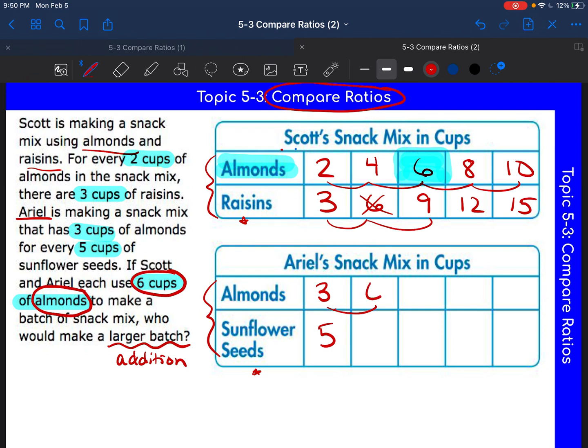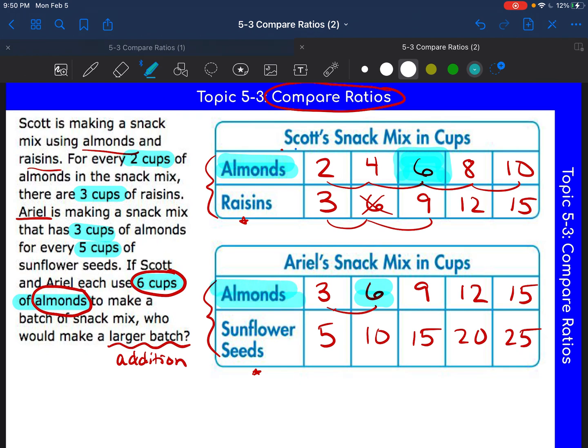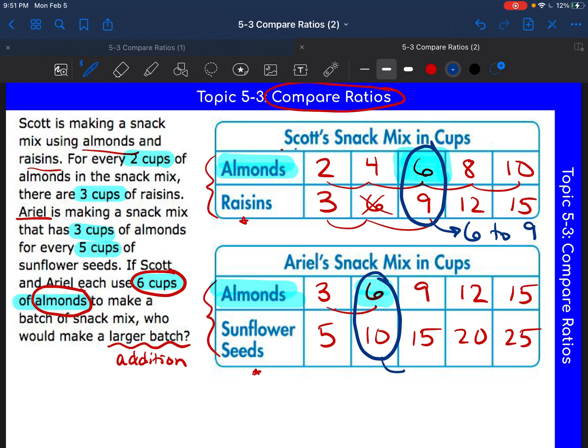So again, we're going to skip count by 3s, 3, 6, 9, 12, 15, and 5, 10, 15, 20, 25. In this case, I see this 6 goes with almonds, so that's the correct one. And what we're going to do now is use those 6s to look at the other part of that ratio. So for Scott's ratio, it's 6 almonds to 9 raisins. So we're going to circle that ratio. That ratio is 6 to 9. And then for Ariel's snack mix, it's 6 almonds to 10 cups of sunflower seeds. So that ratio is 6 to 10.